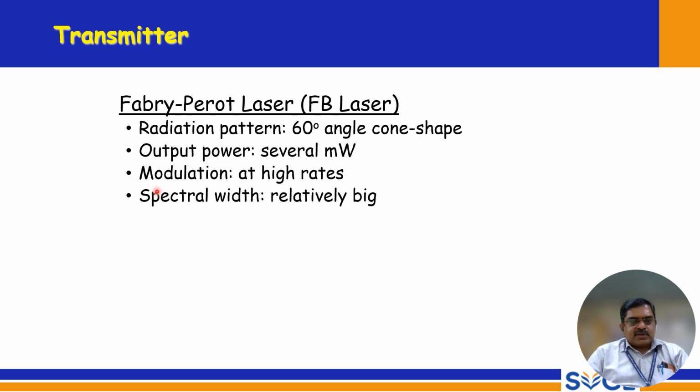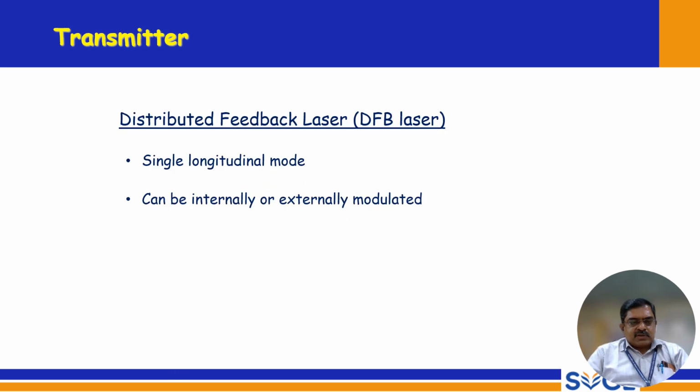And transmitter, the first one is FB laser. The radiation pattern is a 60 degree angle cone shape. Output power is several milliwatts, and modulation is at high rates. Spectrum width is relatively big. And the distributed feedback laser is single longitudinal mode, and can be internally or externally modulated.